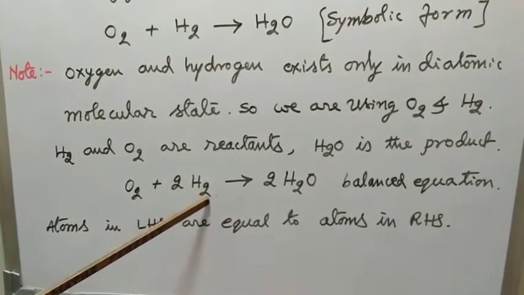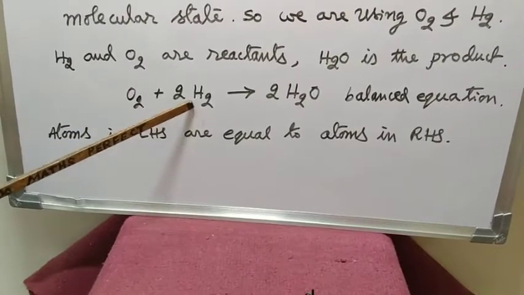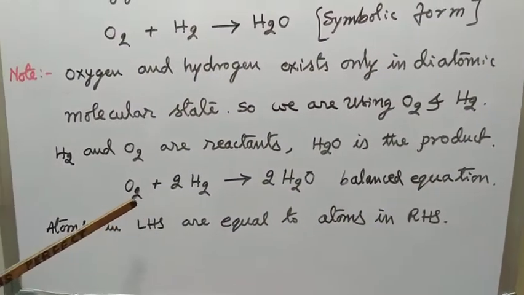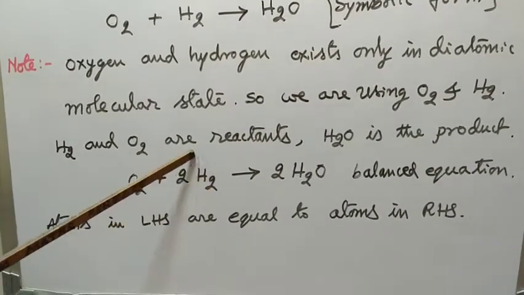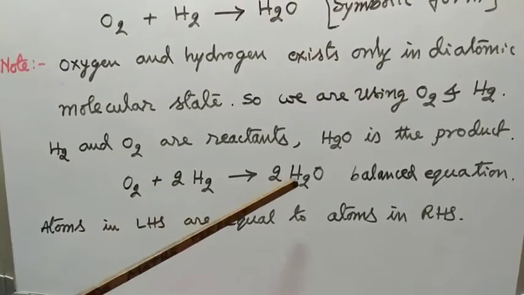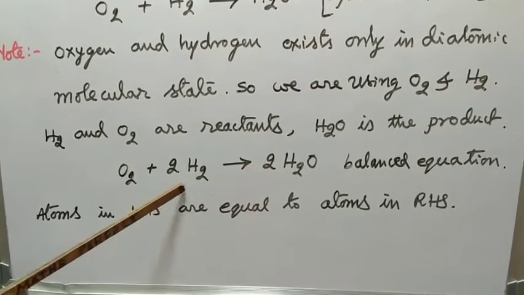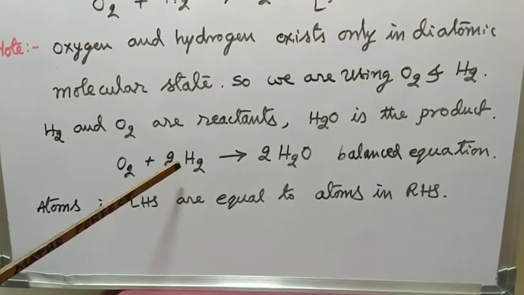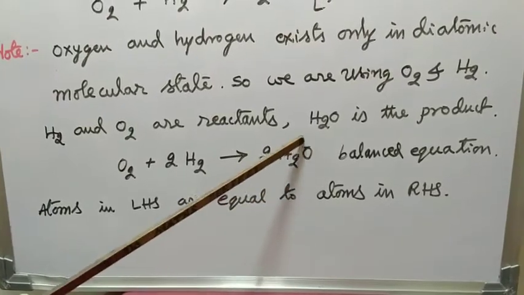O2 plus 2H2 equals 2H2O. It is a balanced equation in which the molecule O2 has two atoms. Here we multiplied the hydrogen molecule by 2 because on the right hand side there are 4 hydrogen atoms. To make them equal, we have to take 2 molecules of hydrogen. 2 molecules means 4 hydrogen atoms. Here also 4 hydrogen atoms. And this is the H2O molecule.